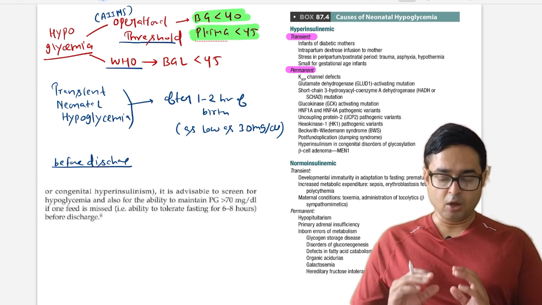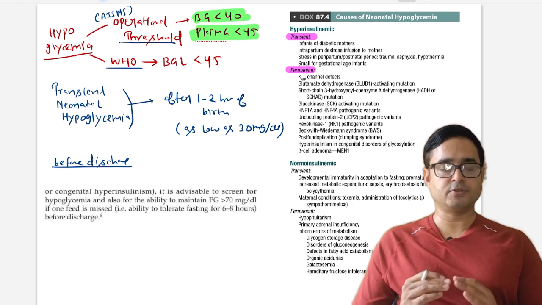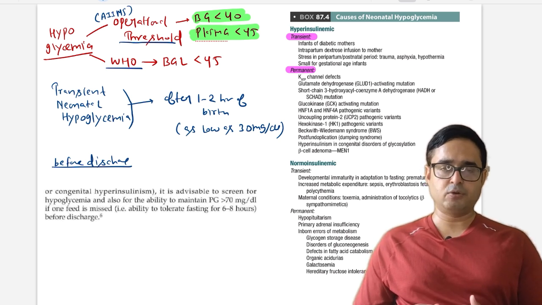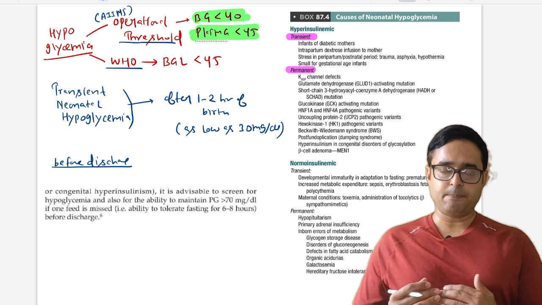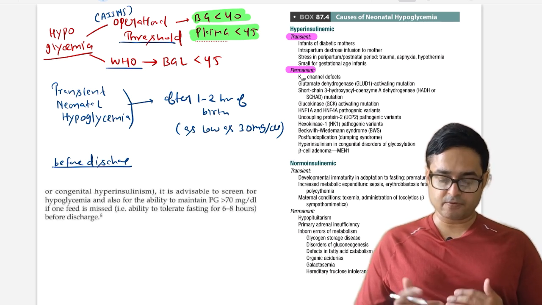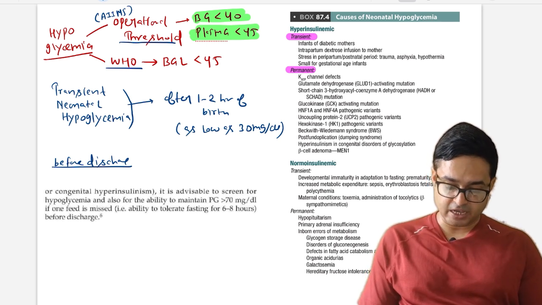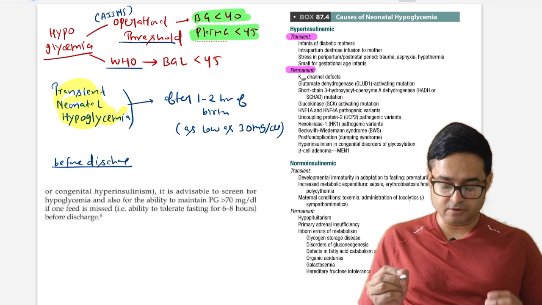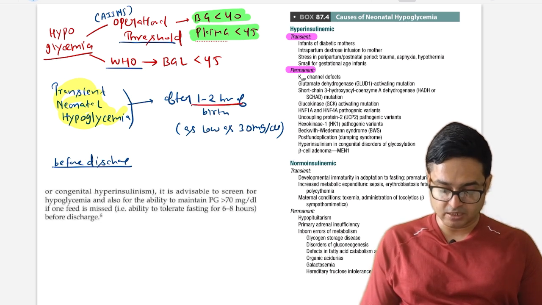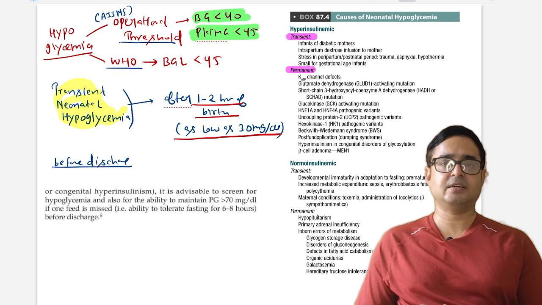Just remember, operational threshold, which is also the AIIMS definition: blood glucose in any neonate less than 40 and plasma glucose less than 45. But you have to be aware of a term, that is transient neonatal hypoglycemia. What it is: after 1 to 2 hours of birth, it goes as low as 30 milligram per deciliter. So this is transient hypoglycemia.